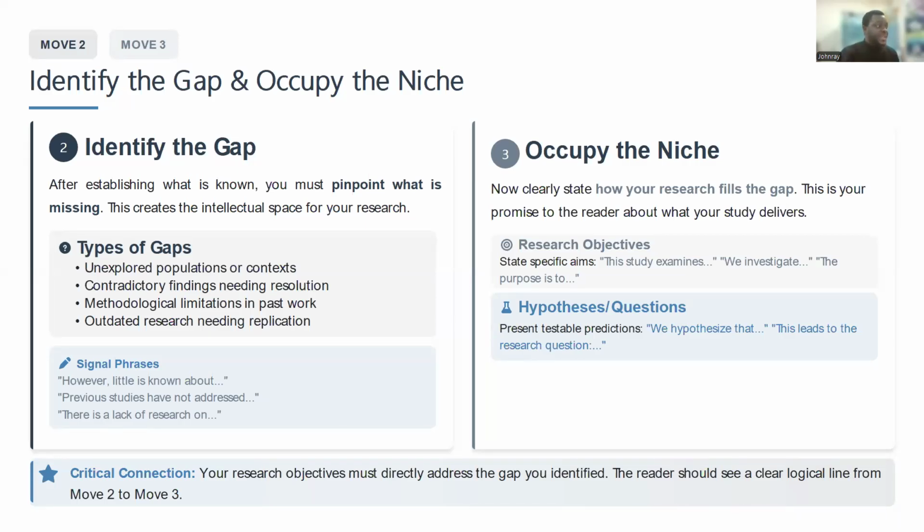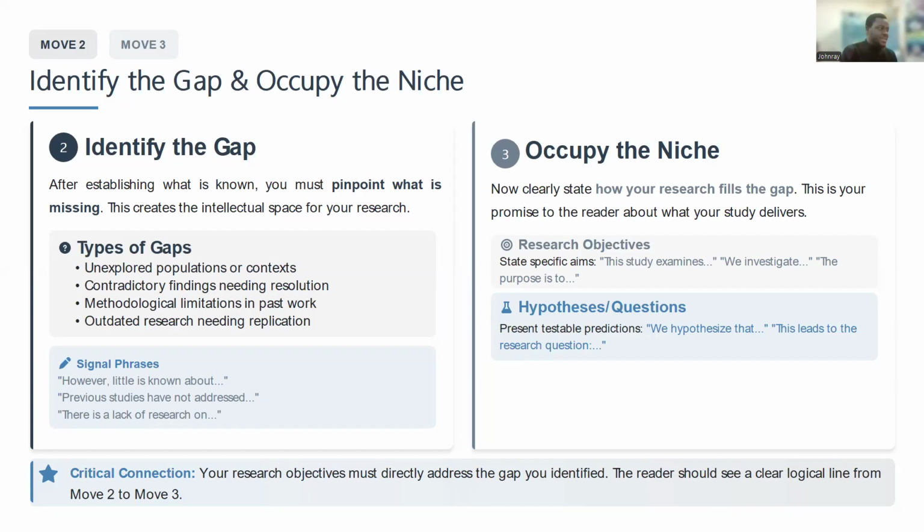So identifying the gap. After establishing what you know, you must pinpoint what is missing. I think I've said this over and over again. The types of gap, or how to make such a statement, are: unresolved questions, contradicting findings needing a solution. That's one example you can say, or methodological limitations in past work. So these are some terms or phrases you can put there before bringing in your gap, or your missing field, or what you are about to work on, what you have found in the other knowledge which has been placed there. So these are some of the statements you can put before bringing it there.